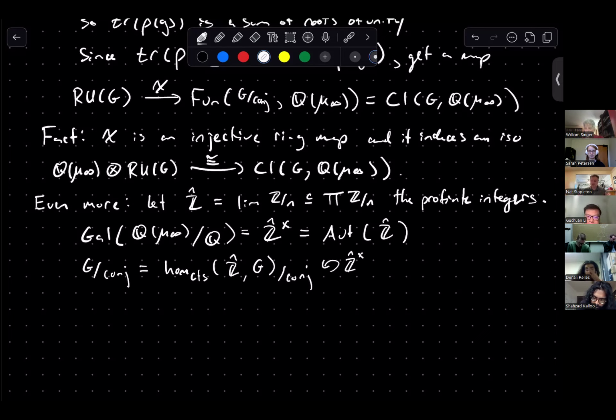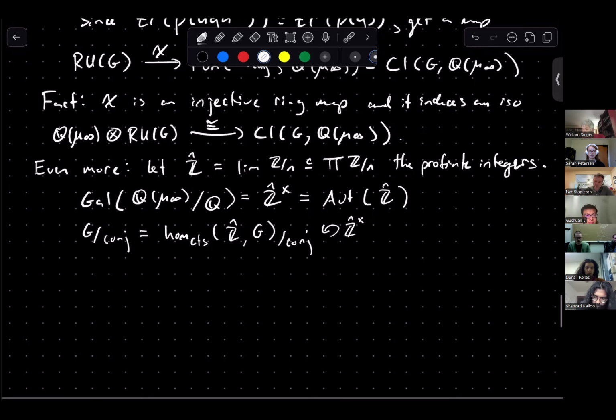This is a very complicated way of saying that if I have a number that's relatively prime to the order of G and I have an element in G, I can raise it to that power. And that's all that this action is doing. And when I raise to those kinds of powers, I'm sort of getting an automorphism of G mod conj.